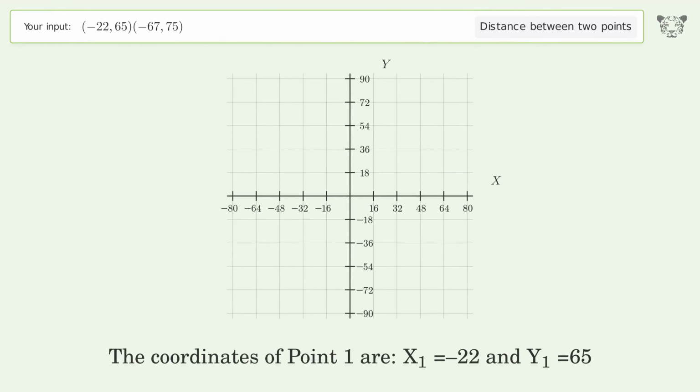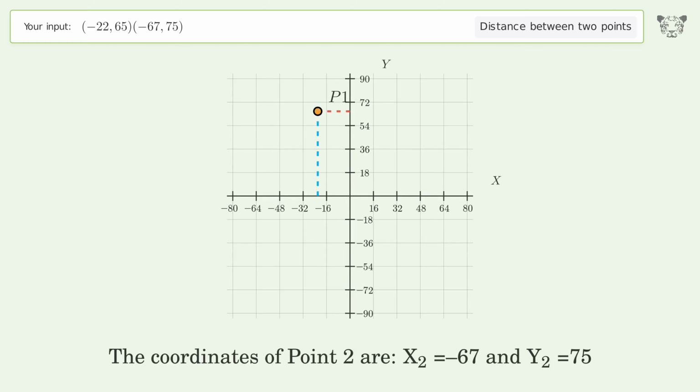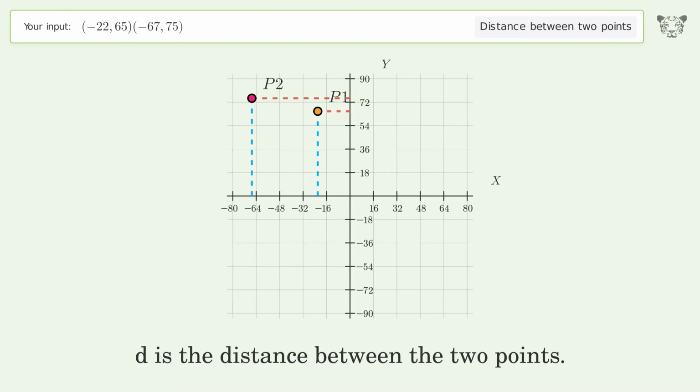The coordinates of point 1 are, x1 equals -22 and y1 equals 65. The coordinates of point 2 are, x2 equals -67 and y2 equals 75. D is the distance between the 2 points.